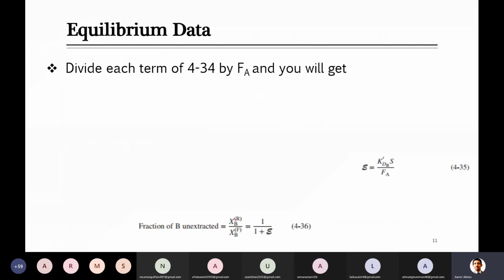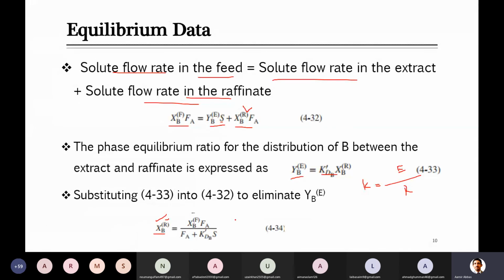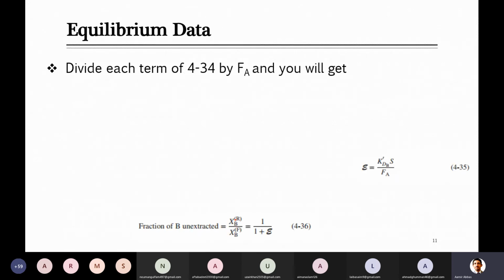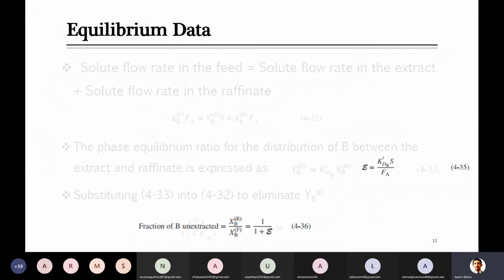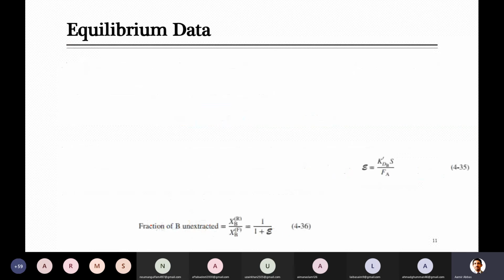Further, we can modify this equation. Let's divide equation 4.34 by FA, each term of this R by FA. If you divide the right side of the equation by FA, here FA will cancel and 1 will be left over, and here you will have something like S Kd over FA. We want to simplify it and bring it into some new terminology or constant.